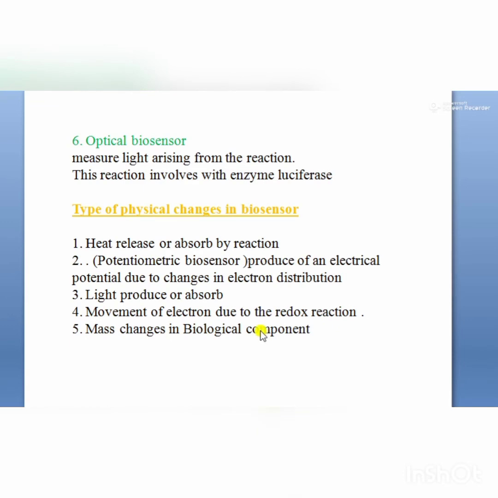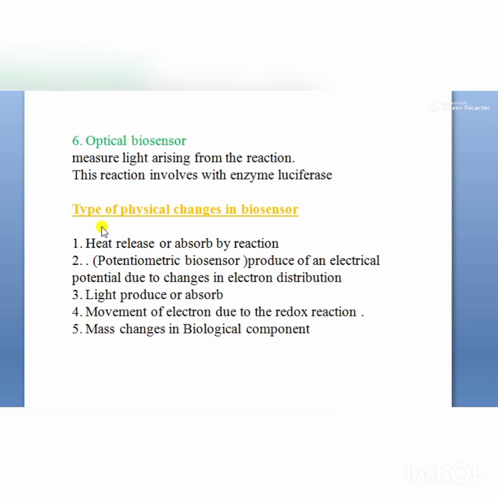And the last one is the optical biosensor. This biosensor measures light arising from the reaction. This reaction involves an enzyme, that is luciferase. We all know luciferin, the light emitting compound found in organisms or generated by biomolecules, which is present mainly in fireflies. Fireflies have a light emitting compound called luciferin, and luciferase is related to luciferin, which creates light.